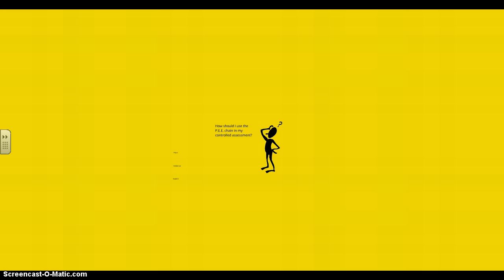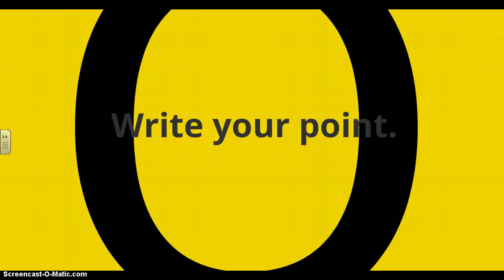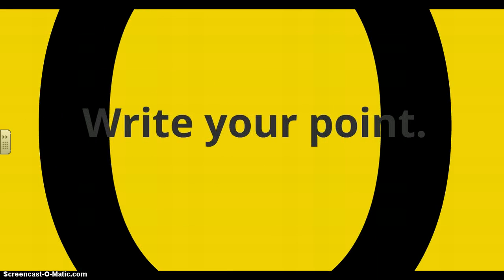So what does P stand for? Point, evidence, and explain. Now it's all very well saying that, but what exactly do we mean when we say point, evidence, explain in your work? Well, first of all, write your point. So your point could be that Shakespeare uses poetic conventions to show how much Romeo loves Juliet.